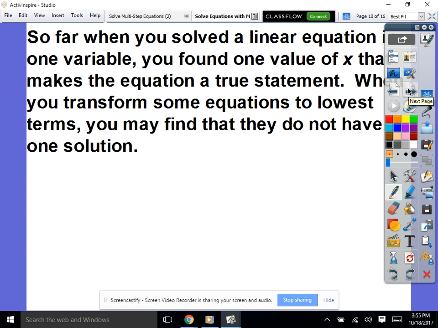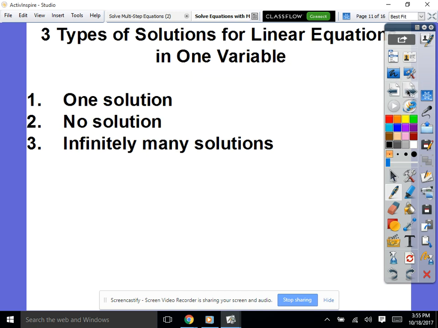So far, up until today's lesson, when we solved linear equations with one variable, we found one value of x that would make the equation a true statement. However, sometimes when you transform equations to lowest terms, you find that they don't have just one solution. They may have no solution. They may have many solutions.